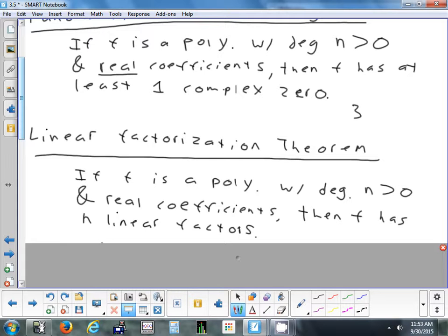It tells you how to factor something. All right? So if you have a polynomial and your degree is greater than 0, and you have real coefficients, you're going to have n linear factors. So for example, if you were to factor a quadratic, you're going to have 2 sets of parentheses. If you factor a cubic, you're going to have 3. If you factor a quartic, say something to the 4th power, you could break it down into 4 sets of parentheses.